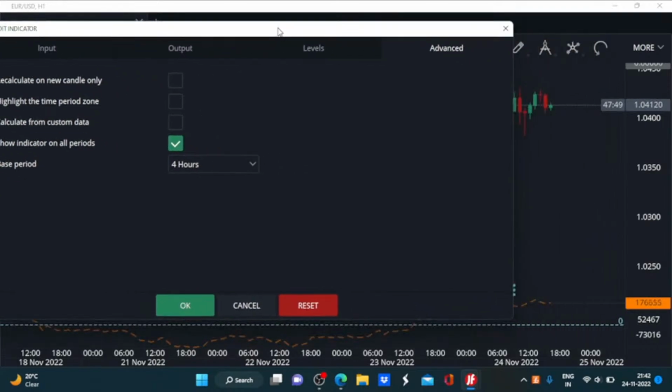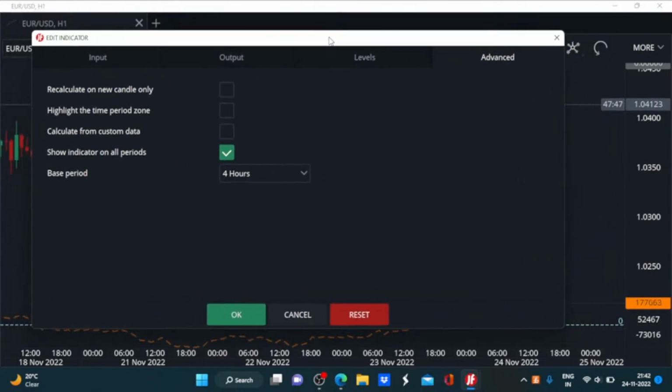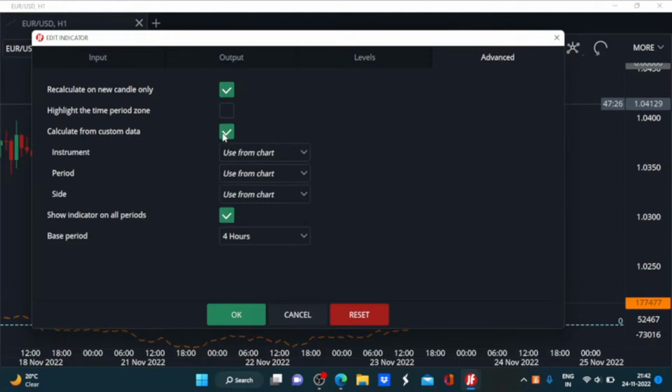If you want the output of this indicator to remain stable throughout the current candle period, then you will have to opt in for the option of recalculate on new candle only, else it will keep fluctuating depending on the current candle's closing price, which is the applied price for the calculation of the indicator. If you want to highlight the time period zone, you can do that as well, but it is not really going to make much of a difference. You can customize the calculation further.